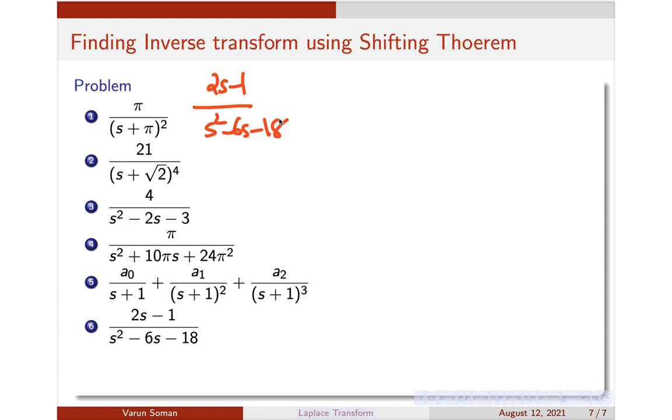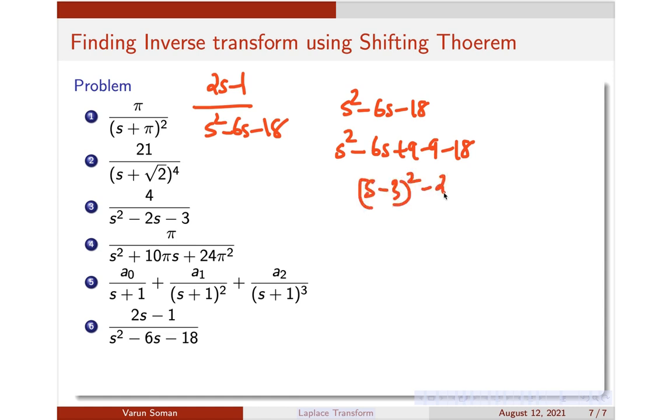For that I'll keep the numerator as such and I'll try to complete the square in the denominator. The denominator is s square minus 6s minus 18. How will I make it a square? As I told you before, the coefficient of s is minus 6, so half of it is minus 3. Add its square, that is 9. So s square minus 6s plus 9 minus 9 minus 18, and you will have s minus 3 the whole square minus 27. So your function is now 2s minus 1 by (s minus 3) the whole square minus 27.